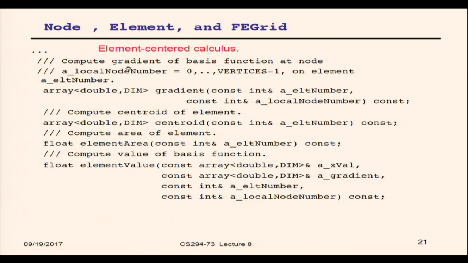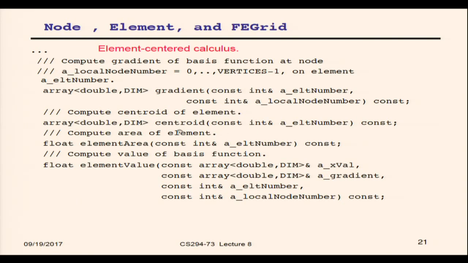So for any interior node, these are the things you need. You need to know what your local node number is on an element. And when you do that, then the gradient on an element is going to be given an element number and given the local node number, compute the gradient for the basis function corresponding to that node, for that node on that element.